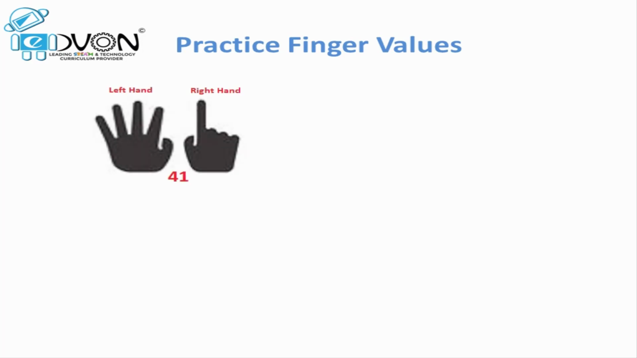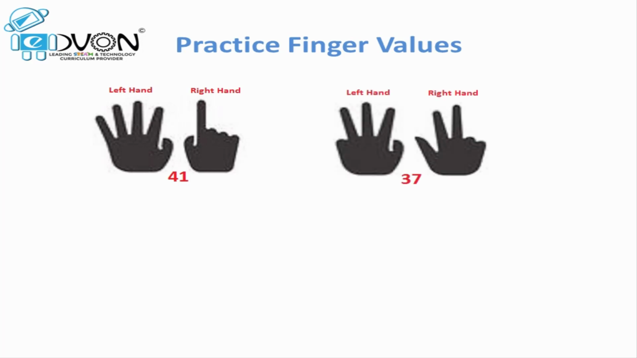Next value is 41. In 41, we have 4 tens and 1 unit. So we will open 4 fingers on left hand and 1 finger on right hand. Next value is 37. In 37, we have 3 tens and 7 units. We will open 3 fingers on left hand to represent the value 30, and for 7, we will open thumb and 2 fingers on right hand.